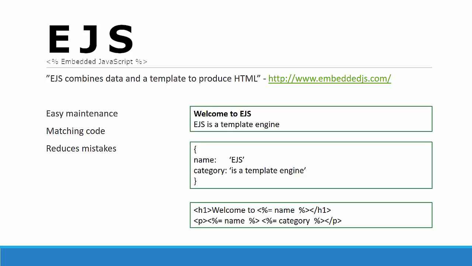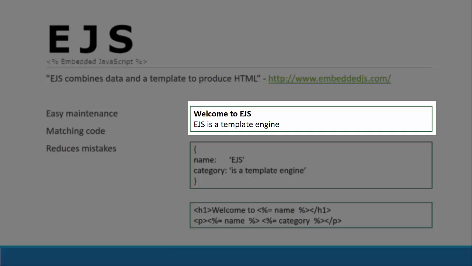Let's take a quick and simple example to see what that actually means. Let's use the same example like we did in Jade and say that we want to show a headline saying "Welcome to EJS" and a paragraph saying "EJS is a template engine," like in box 1.